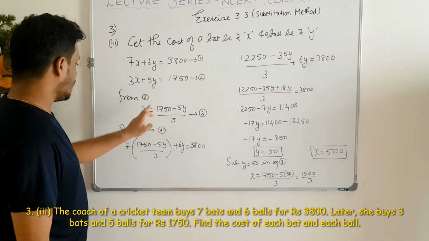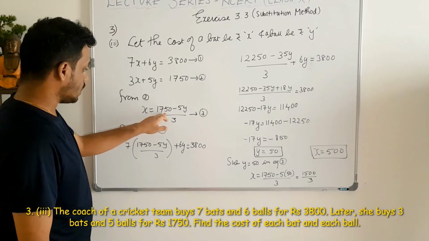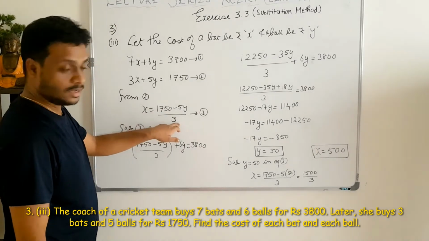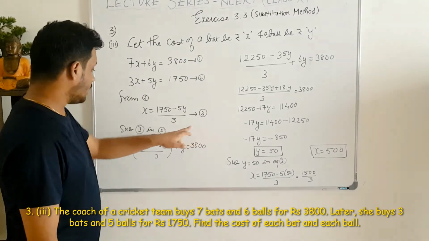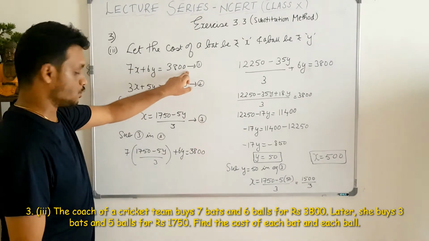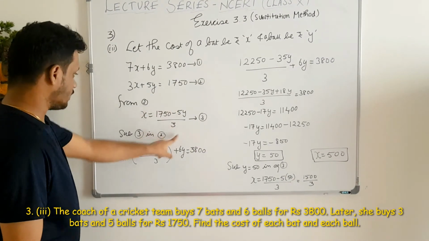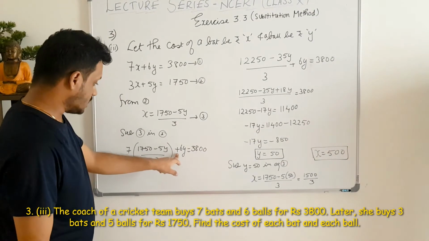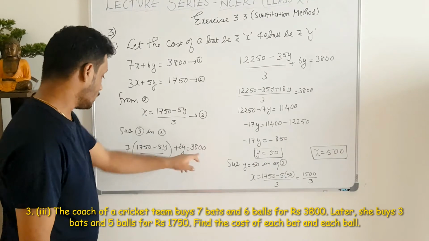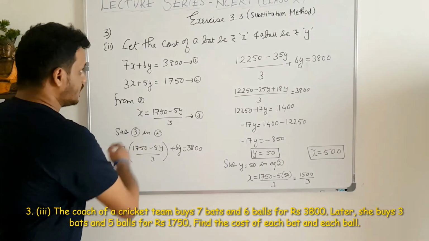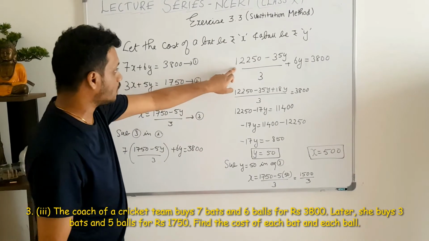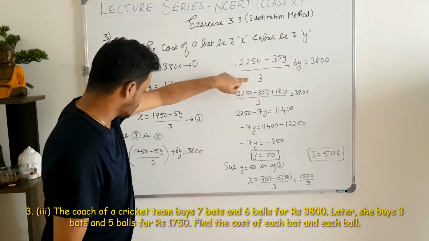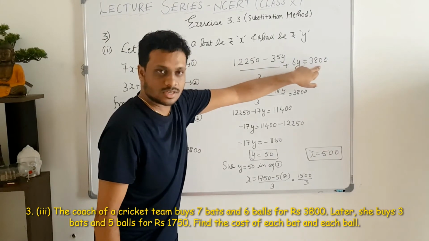I have taken the second equation and I have obtained x is equal to (1,750 minus 5y) by 3 and made that as a third equation. And I have substituted the third equation in the first one. So 7, in place of x I have substituted this, which is (1750 minus 5y) by 3, then plus 6y is equal to 3,800. On simplifying this, I multiply 7 inside. When I multiply 7 inside, I get 12,250 minus 35y by 3 plus 6y equal to 3,800.